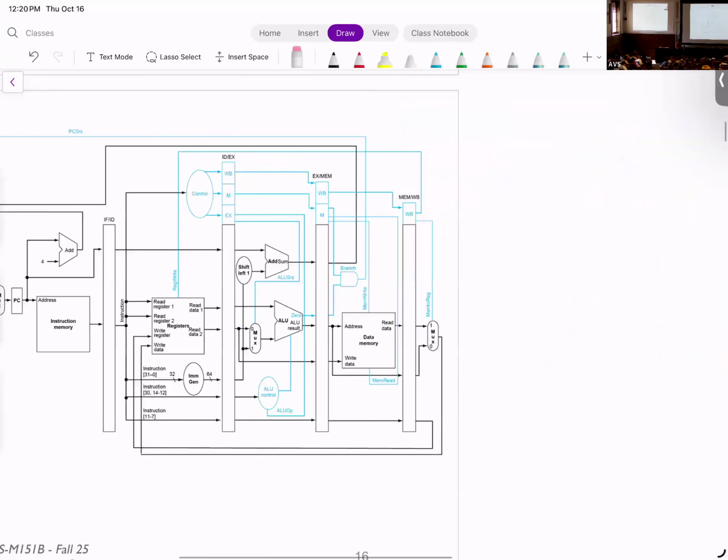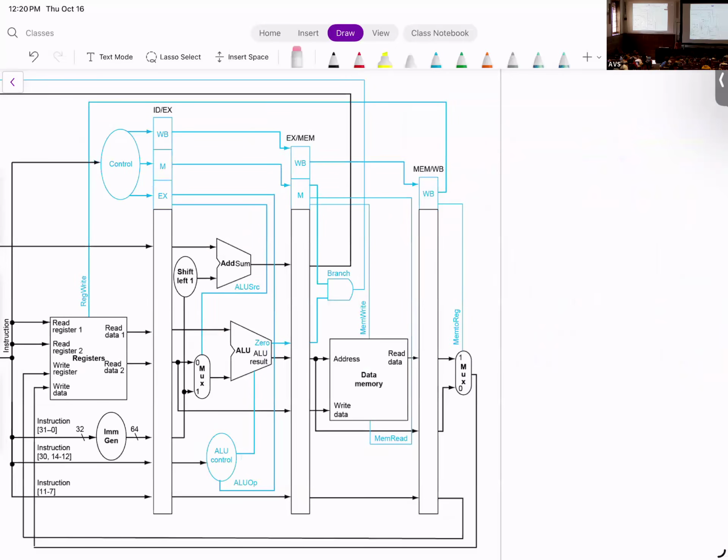Yes. So for knowing whether or not your branch is taken, this is what you need to compute, right? This signal here is telling you whether your branch condition is true or not. One input is coming from the 0 flag. The other is a control signal coming from the controller, which is the branch signal. Yes, this is the AND gate.